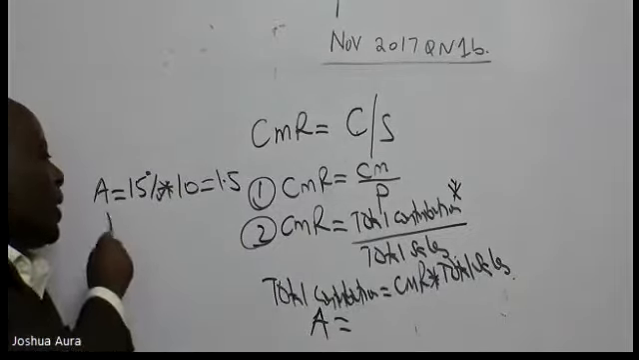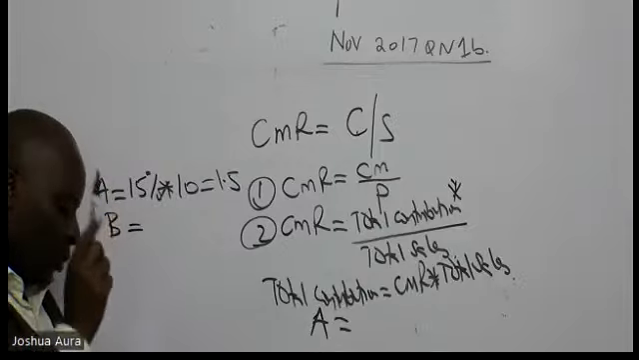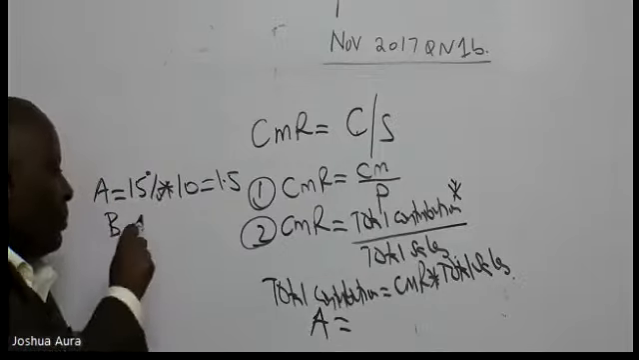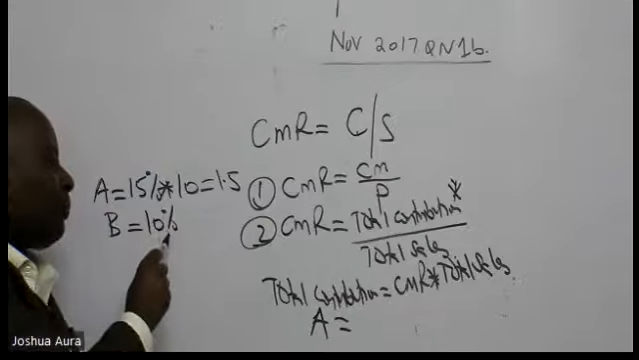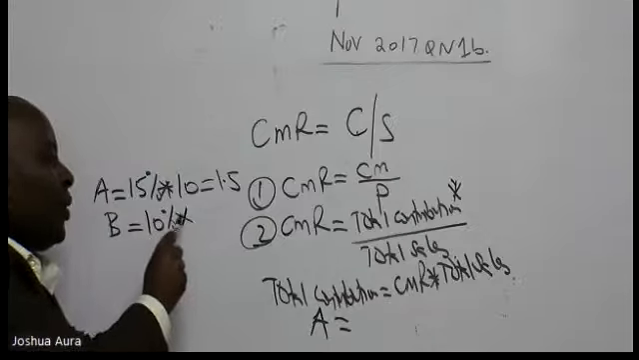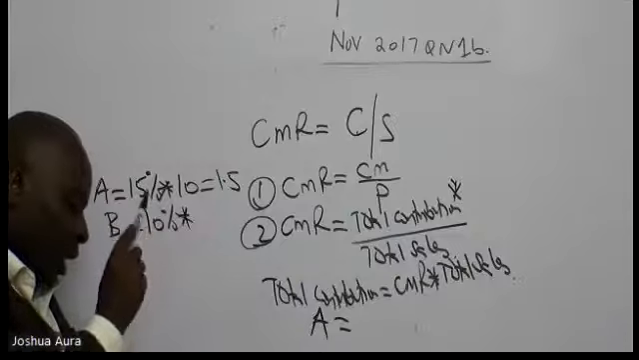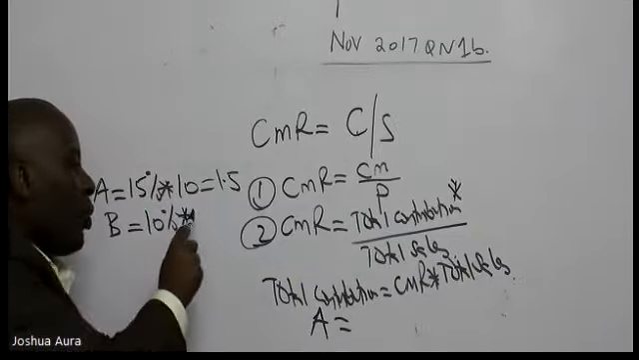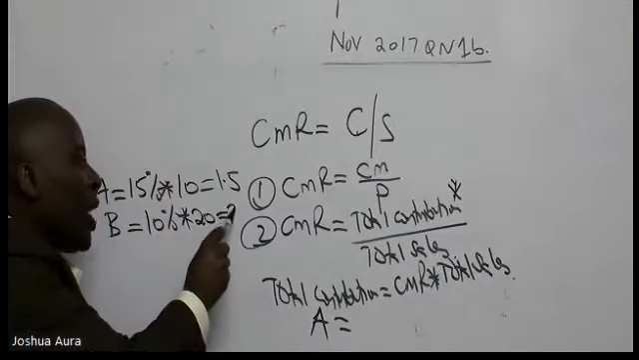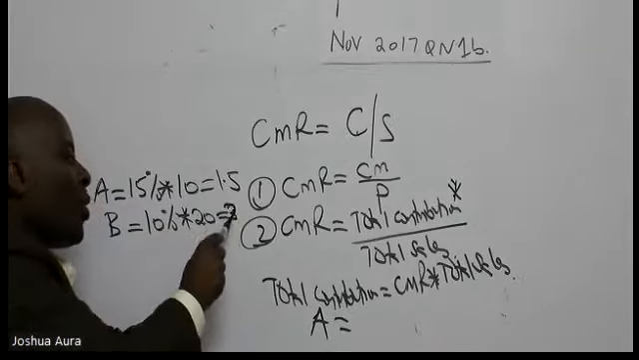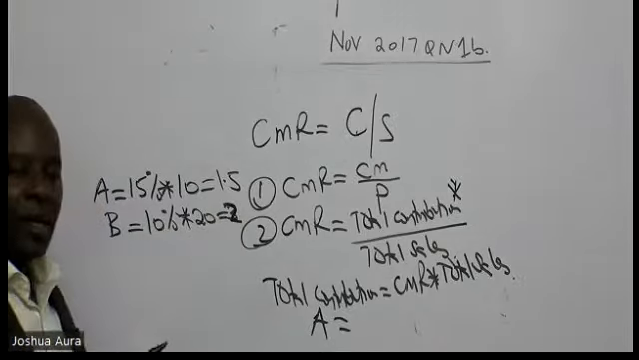How about in this case here, B? I can see the contribution percentage of B is 10%, right? Times in this case, ladies and gentlemen, the sales of B. Sales of B, I can see it is 20. So I can see a cool 2 million there.